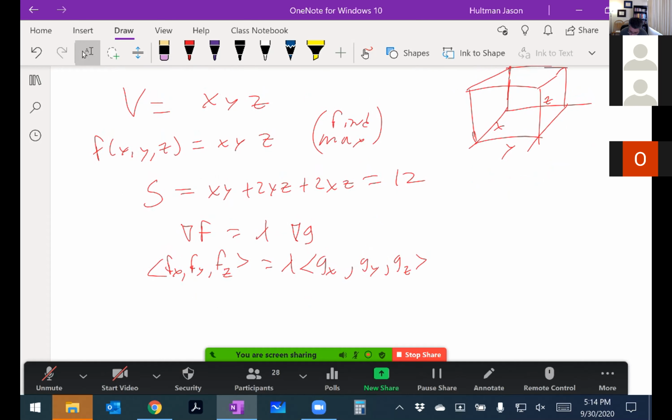I'm rambling. Okay, let's get our partials here. What's F sub X? What's the partial with respect to X?